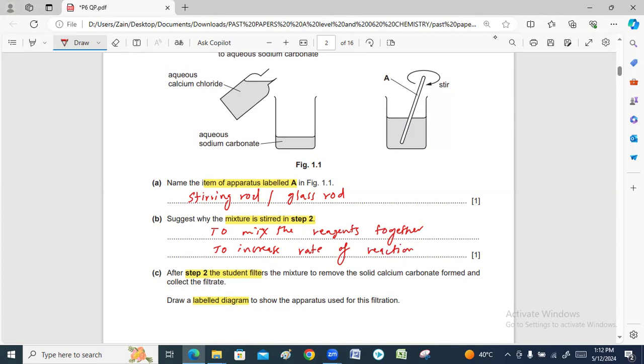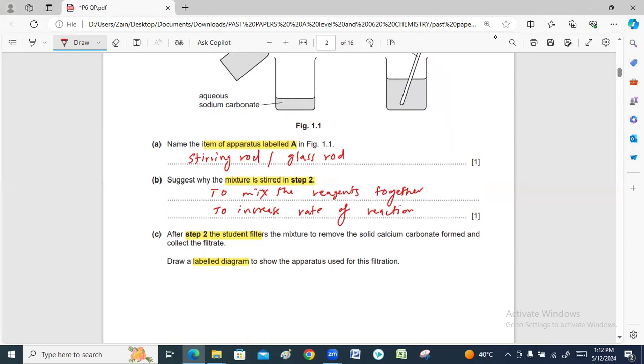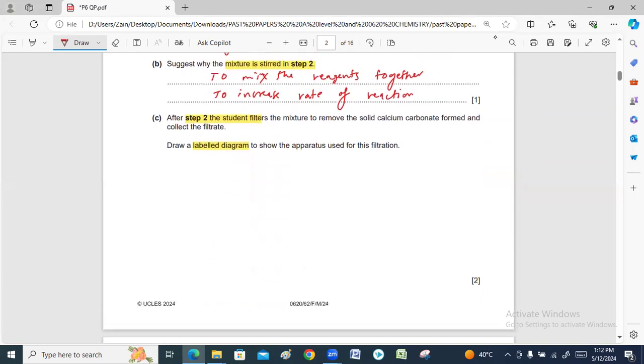After step two, the student filters the mixture to remove the solid calcium carbonate formed and collect the filtrate. Draw a labeled diagram to show the apparatus used for this filtration. There is a specific apparatus which is used for the filtration. So you must have a flask or any receiving container. Then you can use the filter funnel. And don't forget to draw the filter paper.